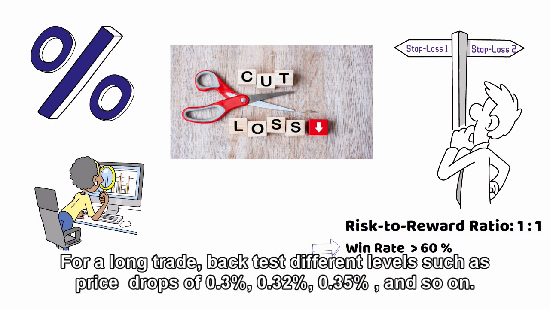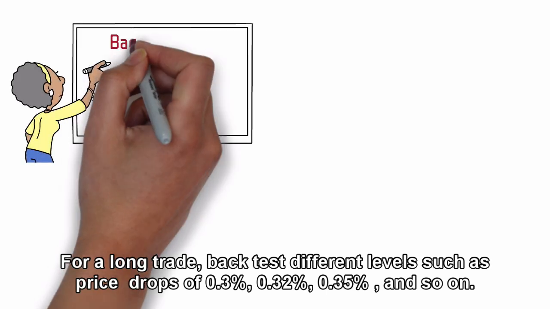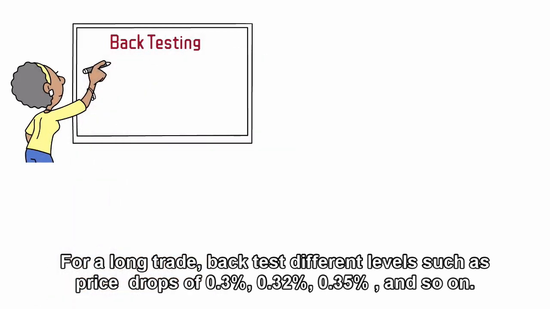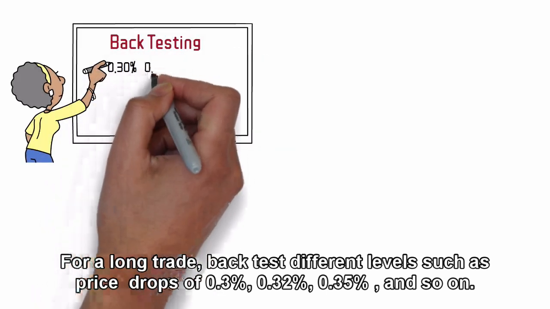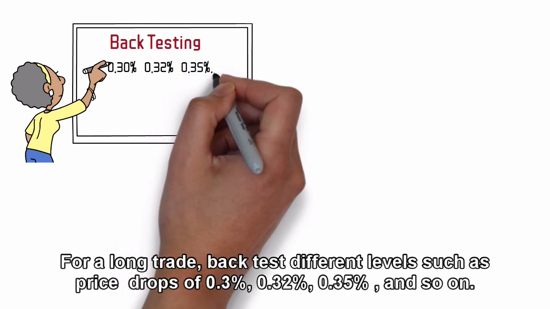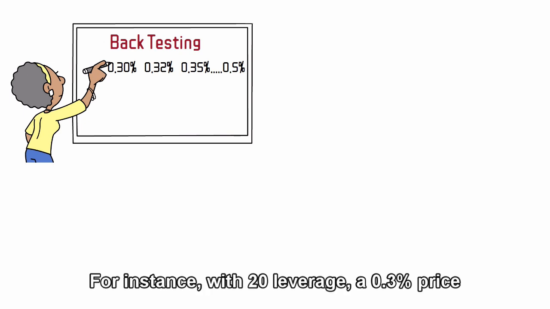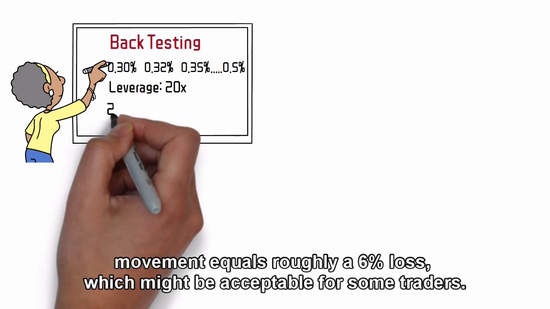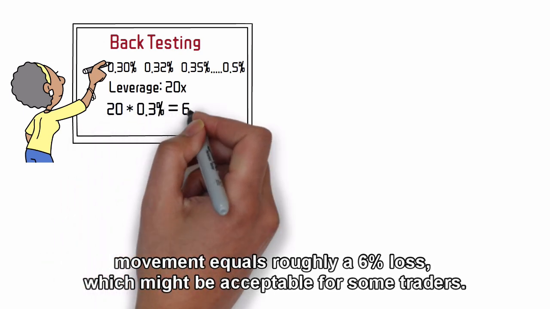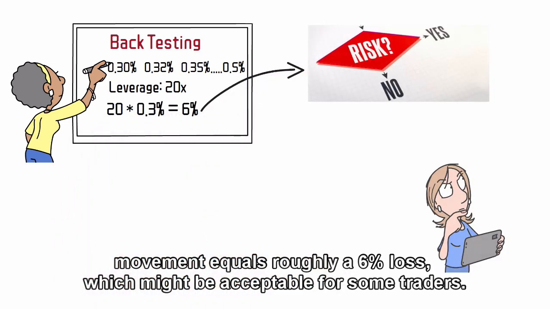For a long trade, backtest different levels, such as price drops of 0.3%, 0.32%, 0.35%, and so on, with a corresponding take-profit set at an equal upward percentage. Based on your risk tolerance, for instance, with 20x leverage, a 0.3% price movement equals roughly a 6% loss, which might be acceptable for some traders.